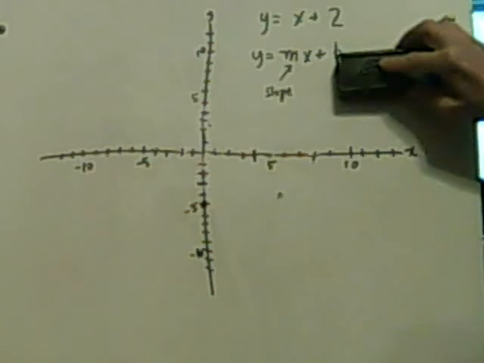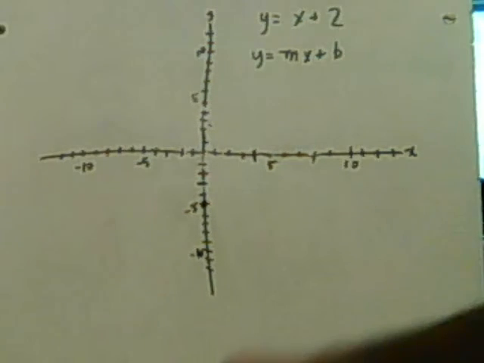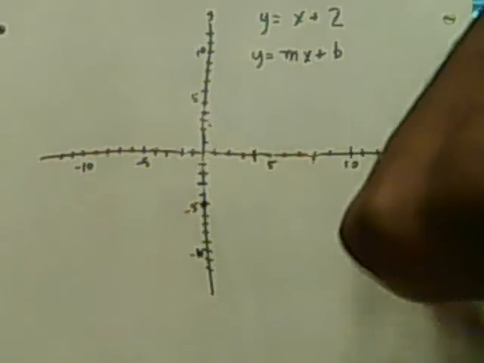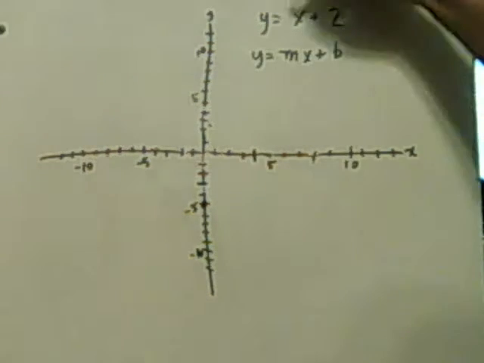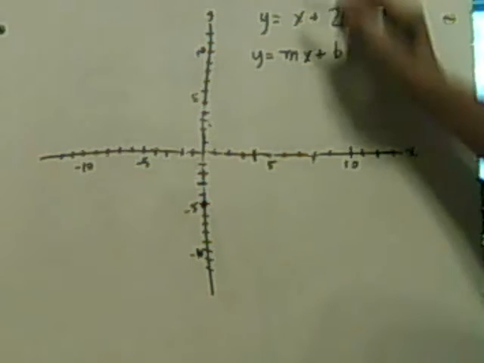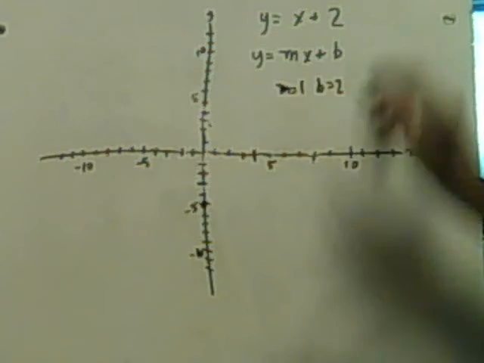After a point, you just memorize this. You just know it: y equals mx plus b. It's like learning the alphabet. Then you just look at this, and it's pretty obvious that the slope m is 1 and b is 2. So the answer to this one is m equals 1, b equals 2.